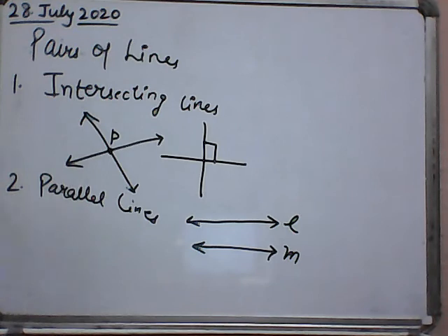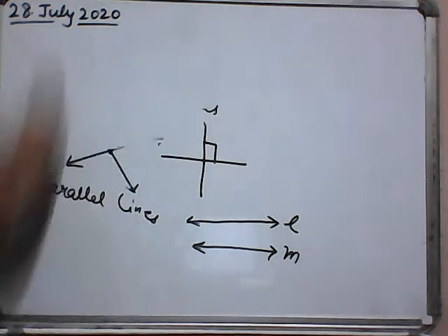Third concept is transversal line. What do you mean by transversal? A line that intersects two or more lines at distinct points is called a transversal.